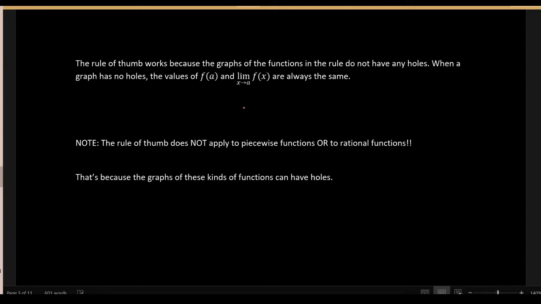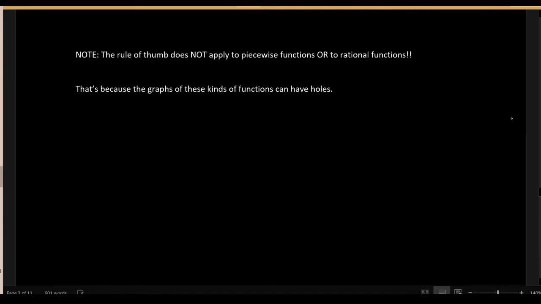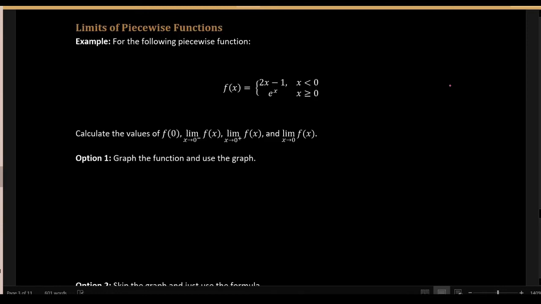But let's acknowledge the fact that there are two very prominent families of functions which are not covered by the rule of thumb. The rule of thumb does not apply to piecewise functions, and the rule of thumb also does not apply to rational functions. Rational functions, you may recall from pre-calculus 1, totally could have holes in the graph. Let's spend some time talking about some efficient ways to calculate limits of piecewise functions.